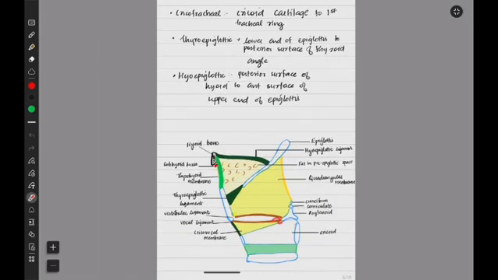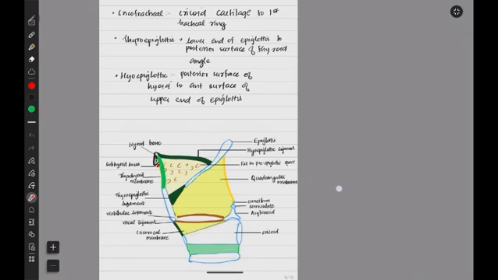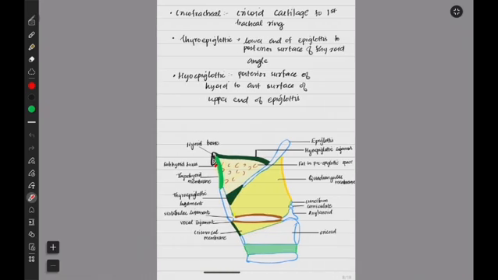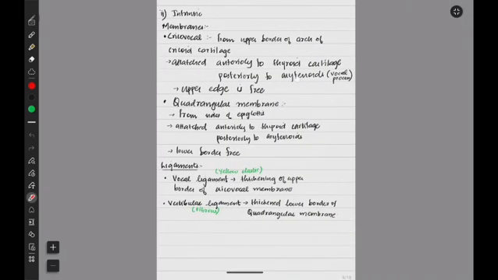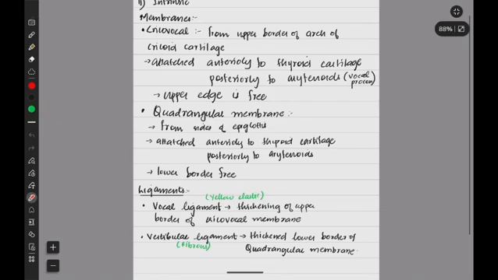It arises from the upper border of the cricoid cartilage and the upper end is free, and it is connected anteriorly to the thyroid cartilage and posteriorly to the arytenoid cartilage. The next is about the quadrangular membrane.